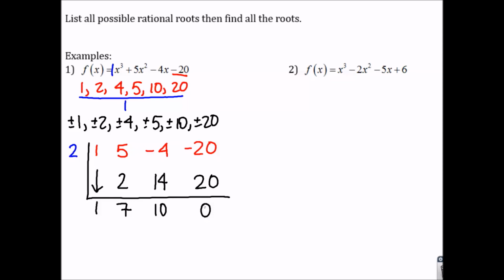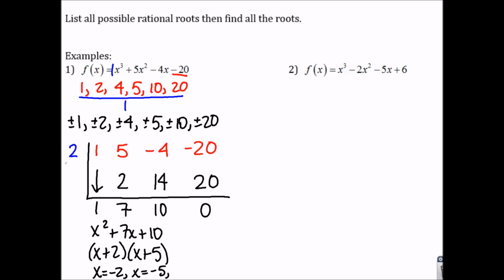So now I'm going to write out the quadratic that I'm left with. I started with a cubic, so I know that after my synthetic division, the answer is 1 degree lower, so it's a quadratic. And these are my coefficients. So I have x squared plus 7x plus 10. And then I want to factor that. This factors to x plus 2 and x plus 5. So my roots are -2, -5, and don't forget the one that I found by synthetic division, which is 2.